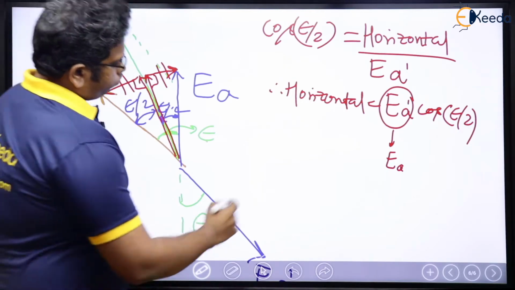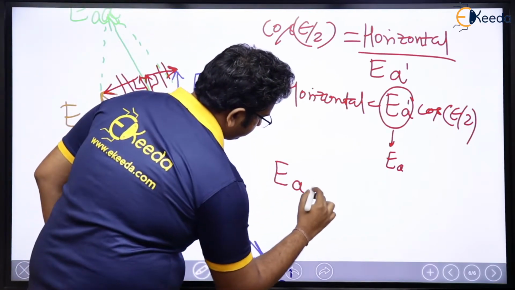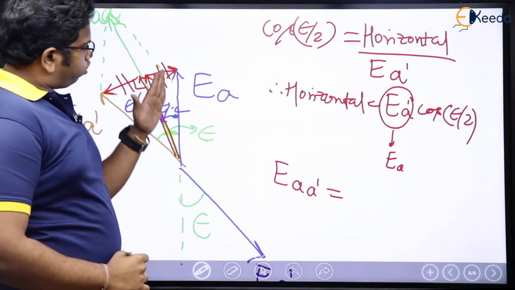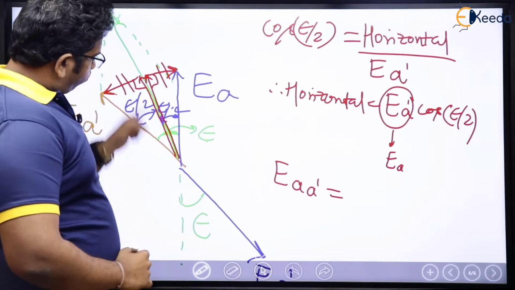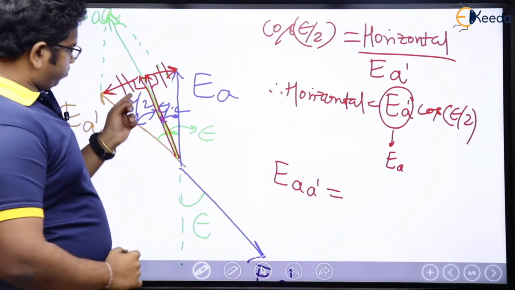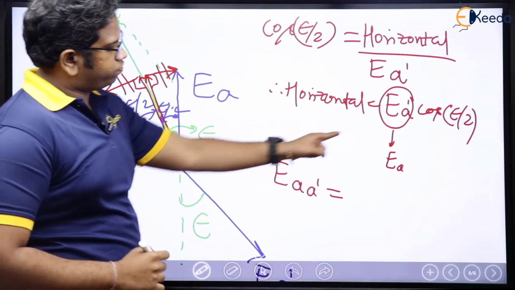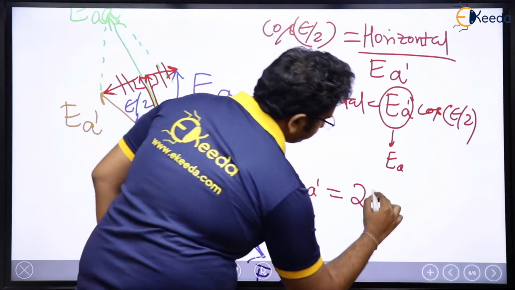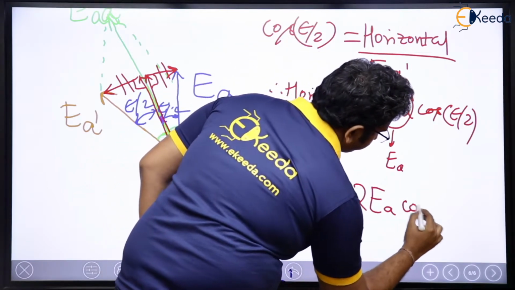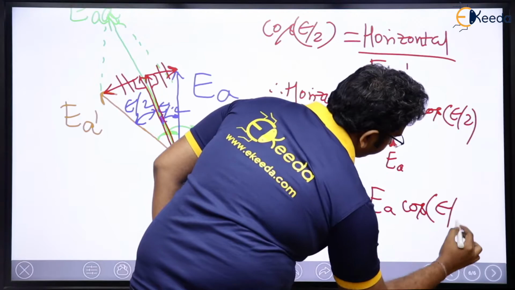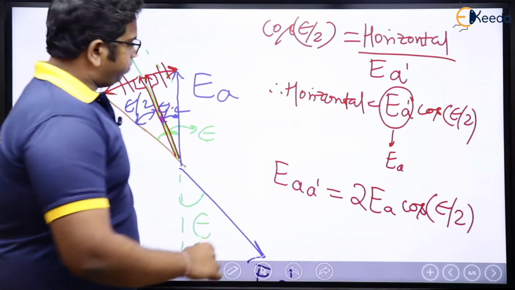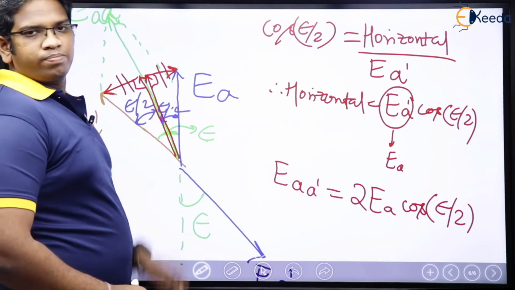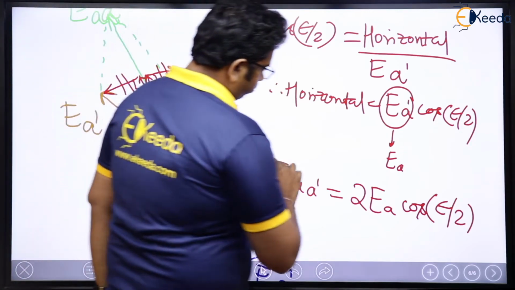So after addition, what do I get here? EA A dash will be equal to what? Horizontal component of EA dash plus horizontal component of EA. So both horizontal components will be the same only, which will be equal to this. So this is going to be 2 times EA into cos of epsilon by 2. 2 times this component. So this is going to be EA dash.